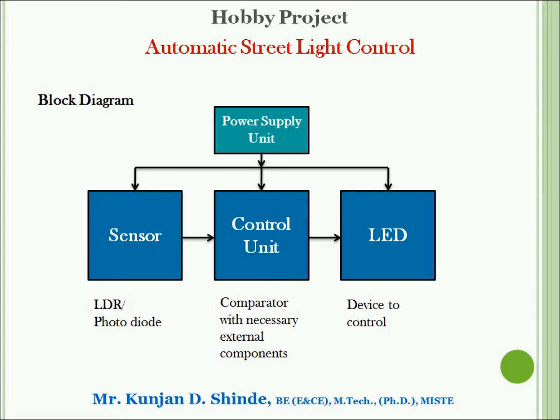So here, in order to implement this automatic street light control circuit, we are making use of a LDR, light dependent resistor, or we can make use of a photodiode. So by this one we can sense the amount of light that is falling on the sensor, and based on this one we can trigger the LED or the real time street light.